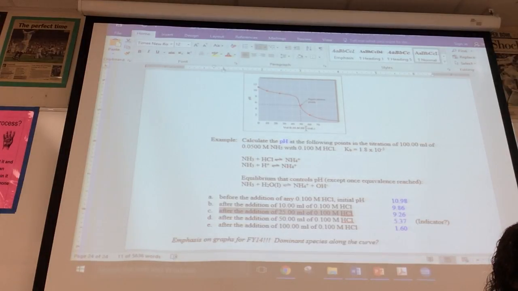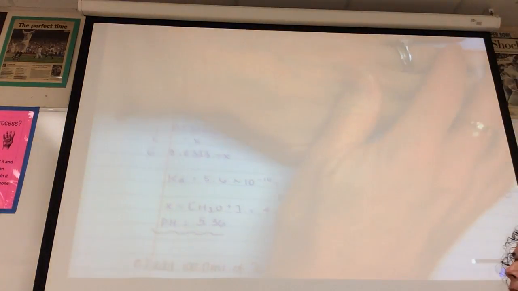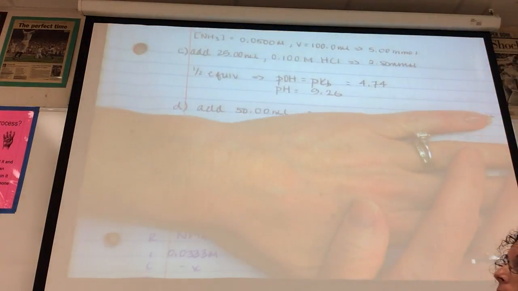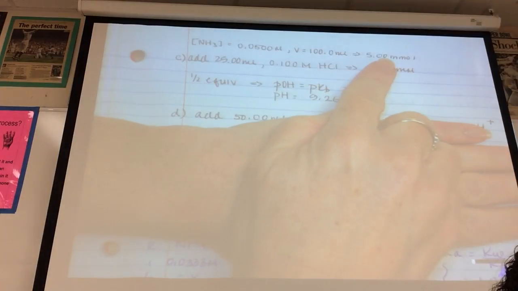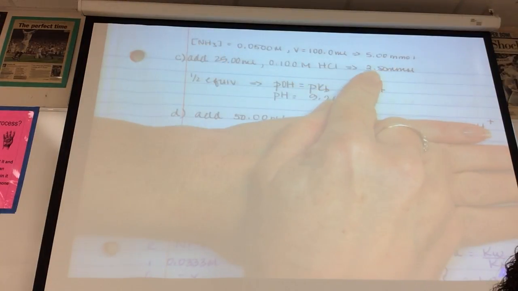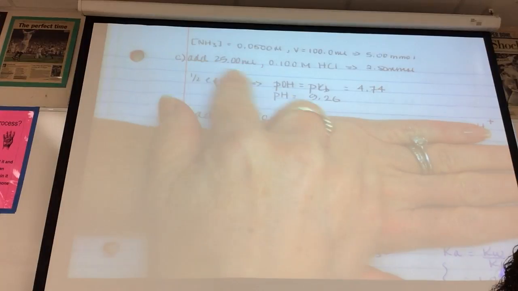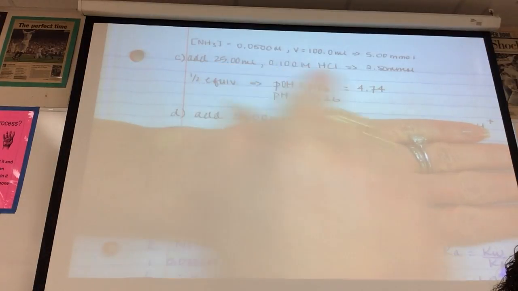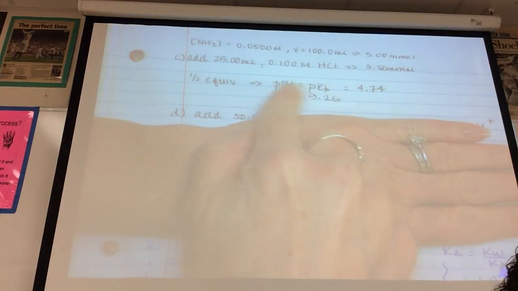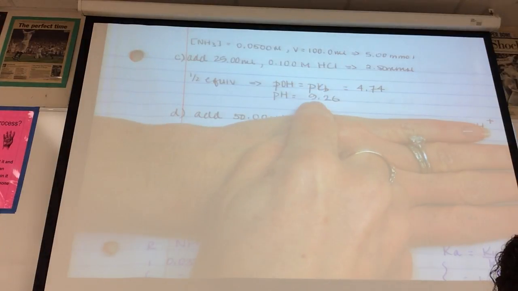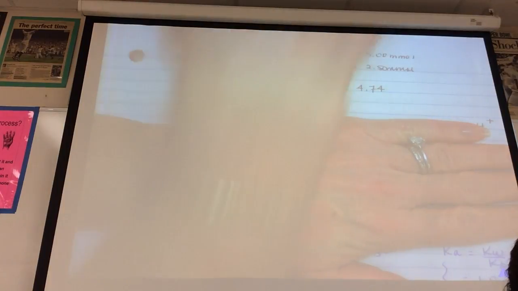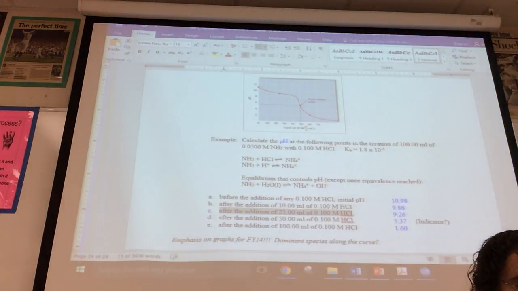So in regard to C, you know that you had 5 millimoles of base initially. When you have 2.5 millimoles of the acid, which you would with 25 mils and 0.1 molar, that's the half equivalence point where these two are equal. The pH is equal to 14 minus that, or 9.26. Now, in regard to your question, if we look at D, that's the next thing we want to do.